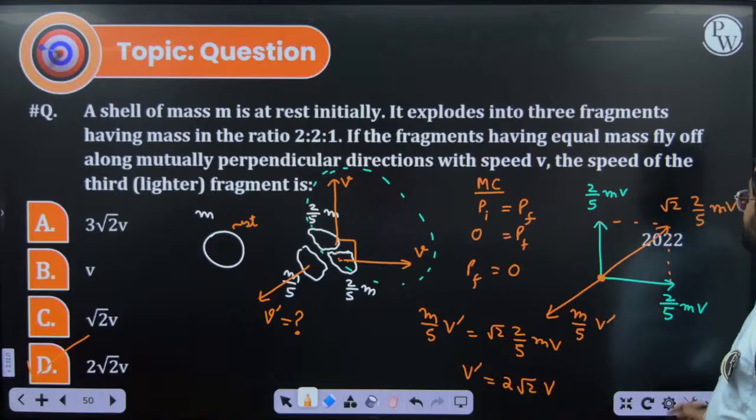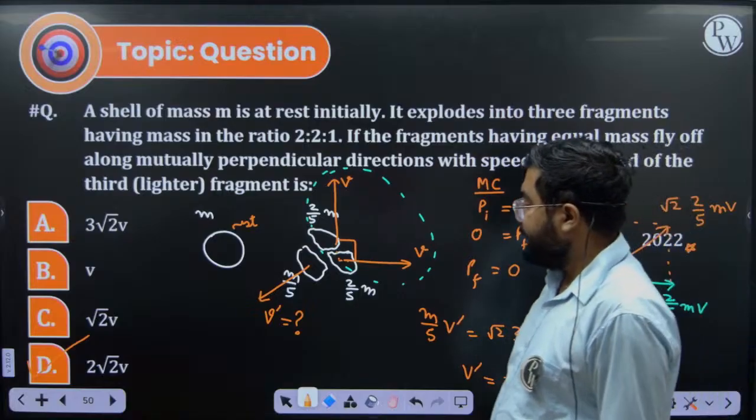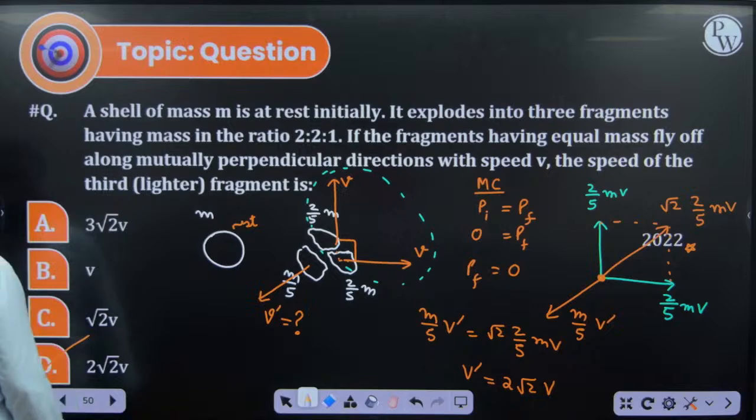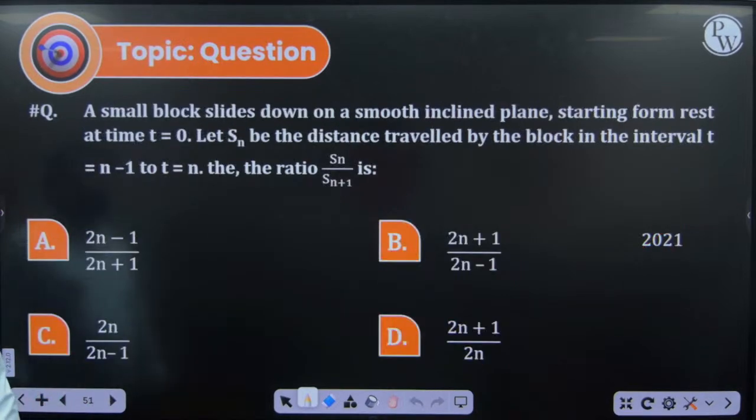And this question was asked in the year 2022. Yes. Moving forward.